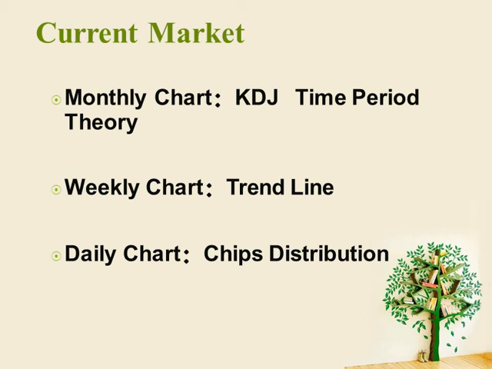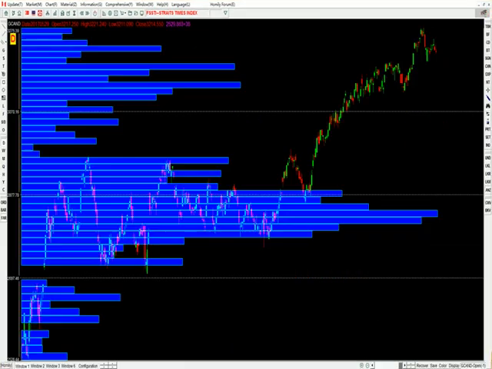For the current market, if you want to analyze the market, for the monthly chart, you should use the KDJ indicator or time period theory. For the weekly chart, you can use trend lines to judge whether the trend is an uptrend or downtrend. For the daily chart, you can use chips distribution to forecast your target price. Okay, then this is the current market.